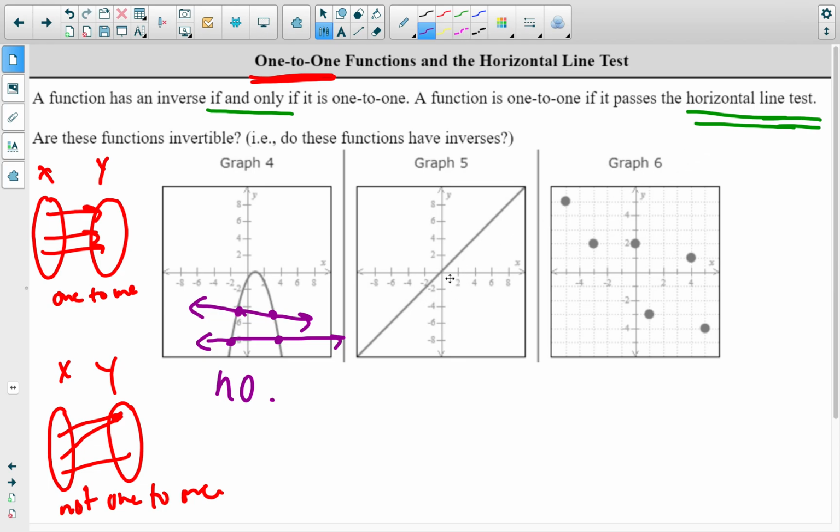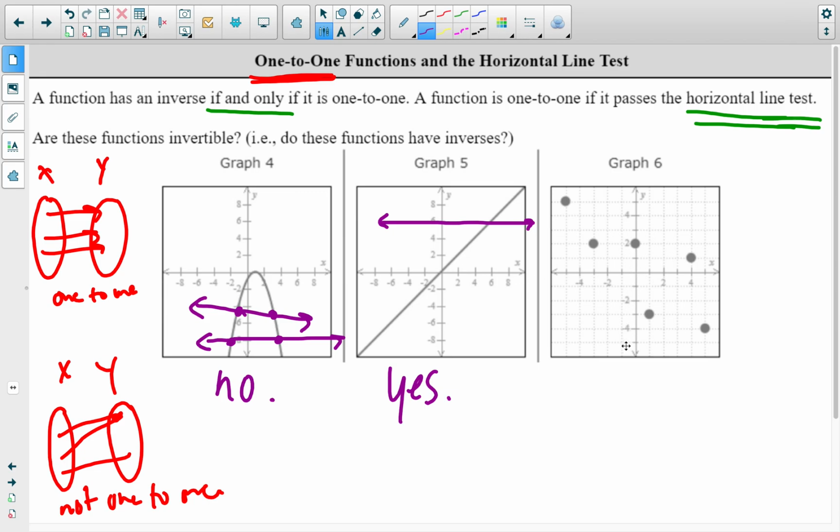Does it pass the horizontal line test? So picture, maybe take your pencil or something across the screen and picture if this line were moving up. There we go. So picture like if this line was moving up. Notice how there's never going to be a spot where 2 ordered pairs are going to be on the same horizontal line. So yes, this function would have an inverse.